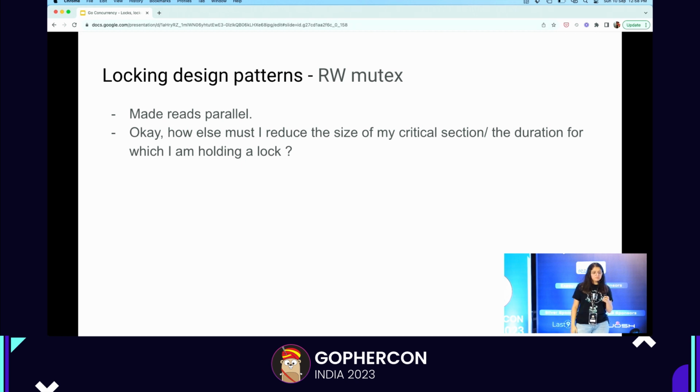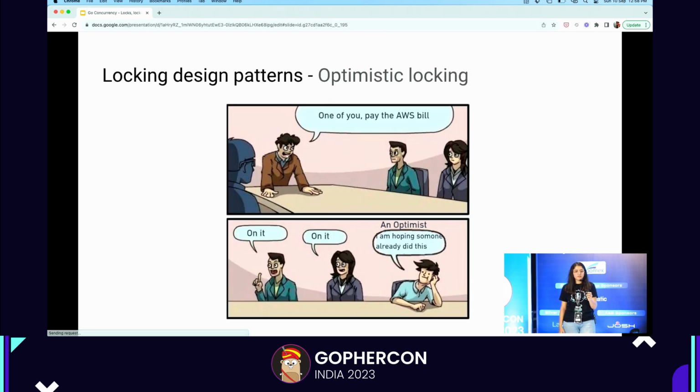One of the classic mistakes which I always made, I still keep it as a pattern in my book so that I don't make this mistake again. This is called optimistic locking. Okay, let's see what this is. Say, for example, your team lead asks you to pay the AWS bill. Now all of them acknowledge and say, okay, we are on it. But an optimist on one side would say, okay, I am hoping that somebody already did this. I'll just ask once. This is an optimist speaking. Others are on it.